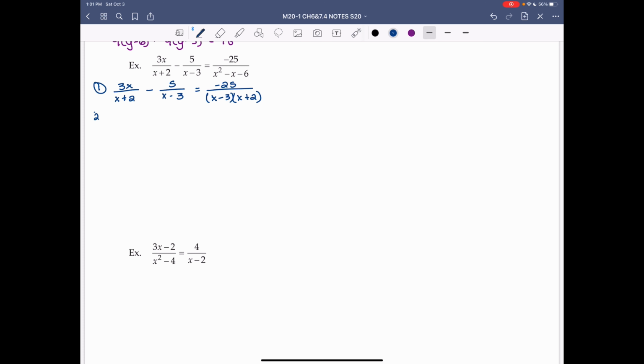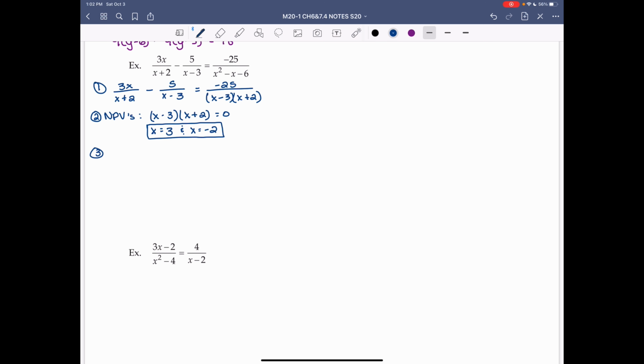Step 2, our NPVs. Factors in our denominators are x minus 3 and x plus 2. When are those equal to 0? When x equals 3 and when x equals negative 2. Those are our NPVs.